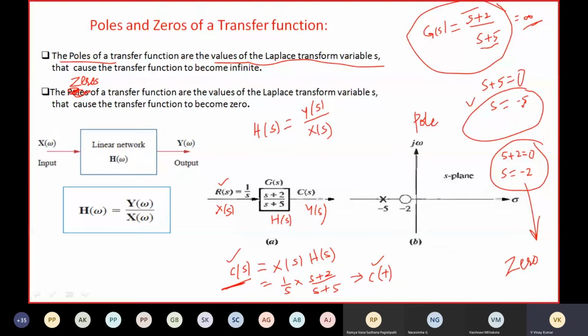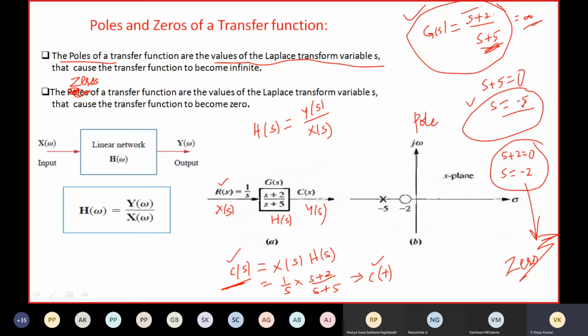Coming to poles, the poles of a transfer function are the values of the Laplace transform variable s that cause the transfer function to become infinite. Making it infinite means making the denominator equal to 0. The denominator of the transfer function is s plus 5. You make s plus 5 equal to 0, then you get s is equal to minus 5.